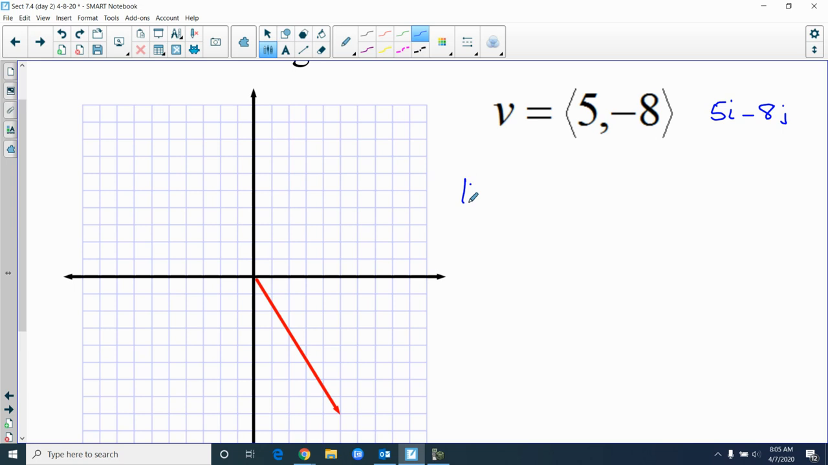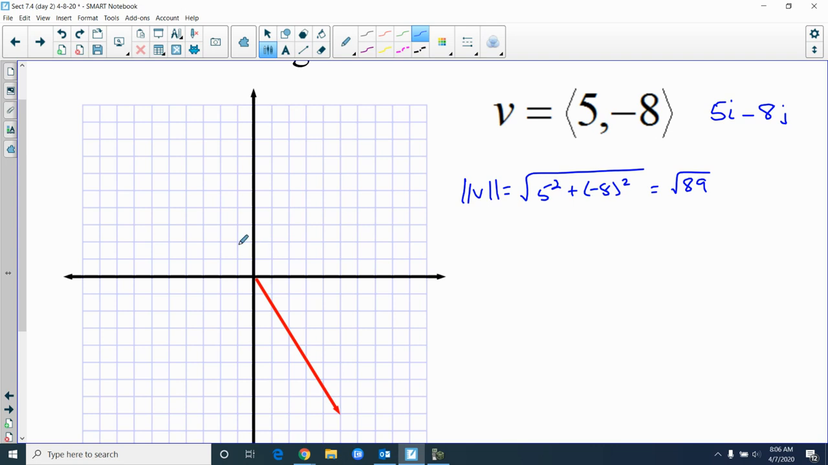All right, magnitude. So it's going to be the square root of 5 squared plus -8 squared. Technically, you don't need to even put the negative in there because you're going to square it. It's going to become positive. You got 25 here plus 64, square root of 89. We can just leave it like that.